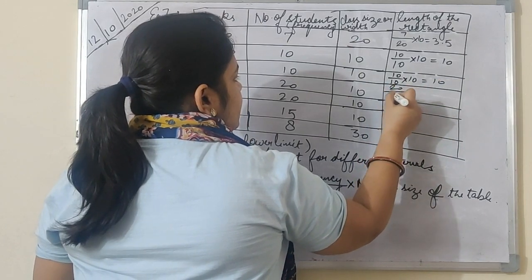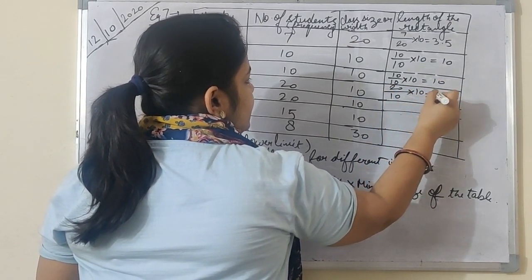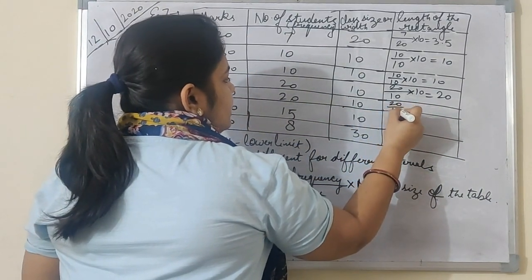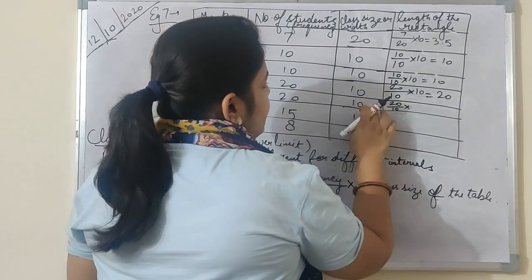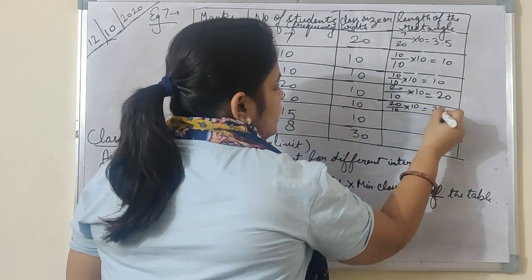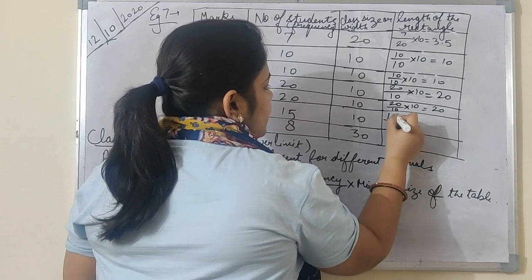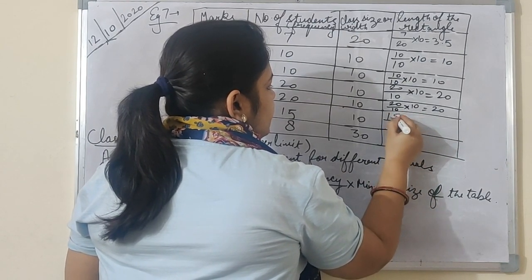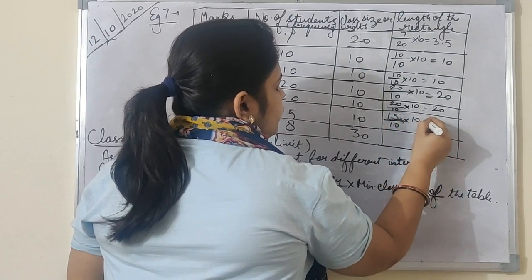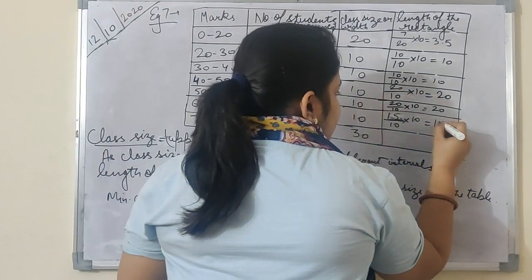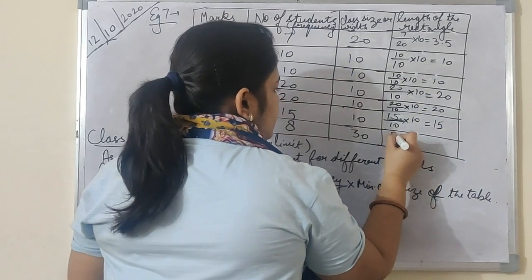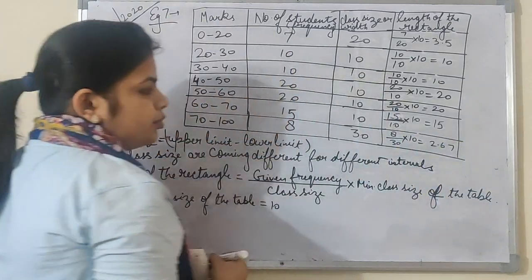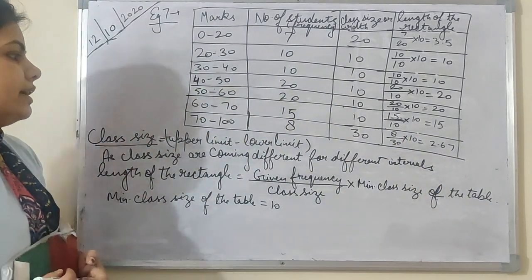Similarly for next, that is given divided by class size into minimum class size, you will be getting 20. Then 20 divided by 10, means given divided by class width into minimum, that is 20. Then 15 divided by 10 multiplied by 10 is equal to, again, 15. Then here 8 divided by 30 into 30, and then approximately you will be getting 2.67. Okay, I think till here there is no doubt.